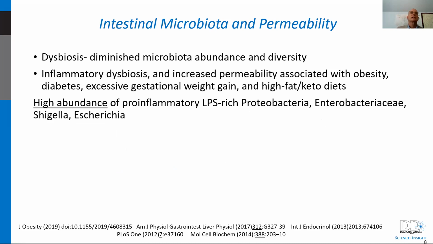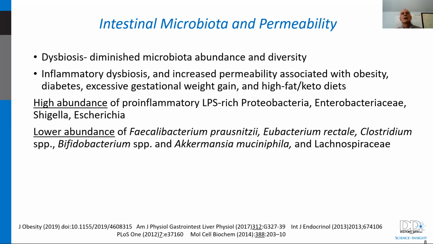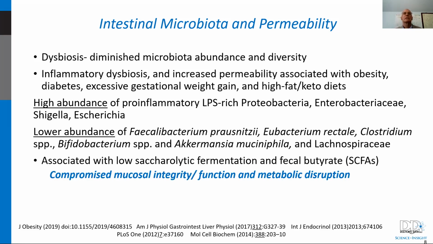So what is this? Well, we see a higher than normal abundance of the pro-inflammatory proteobacteria, Enterobacteriaceae, Shigella, and Escherichia. In contrast, we see diminished levels of F. prausnitzii, Eubacterium rectale, the Clostridium species, major butyrate producers, Bifidobacterium, Akkermansia muciniphila, and the butyrate-producing Lachnospiraceae. These are all associated with very low saccharolytic fermentation and most notably very low fecal butyrate, short-chain fatty acids. This is associated with compromised mucosal integrity, function, and metabolic disruption.